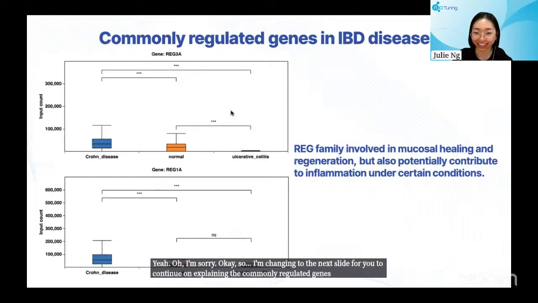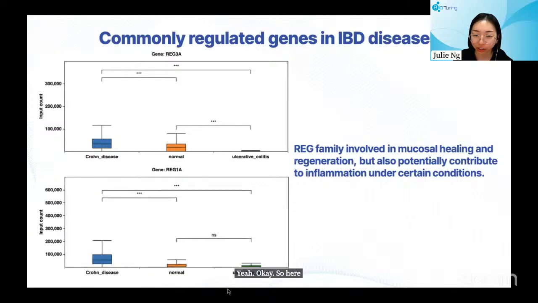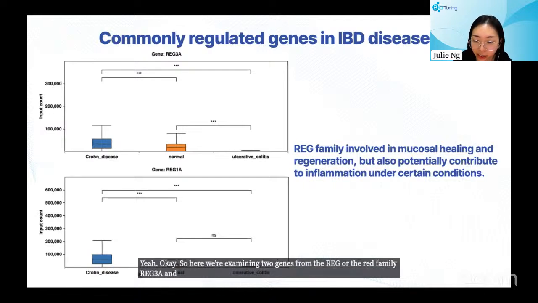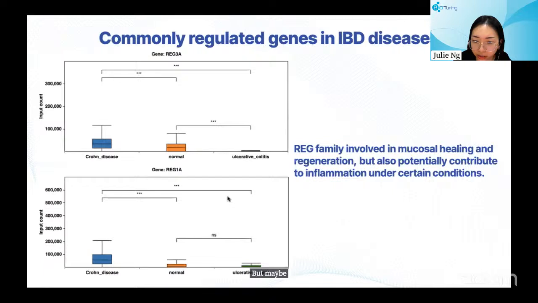Okay, so here we're examining two genes from the REG family, REG3A and REG1A. The REG family is involved in mucosal healing and regeneration, but could also potentially contribute to inflammation under certain conditions. In both genes, we see an elevated expression in Crohn's disease, but maybe not necessarily in ulcerative colitis, especially REG1A.